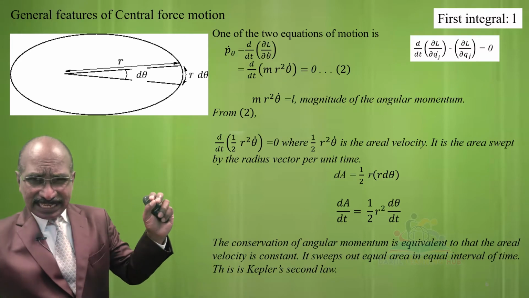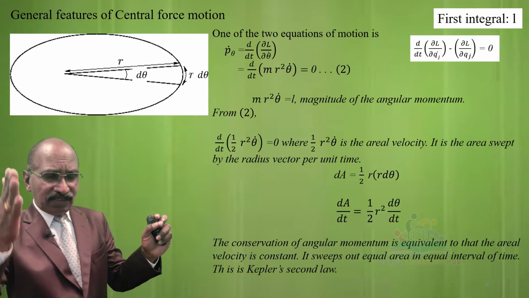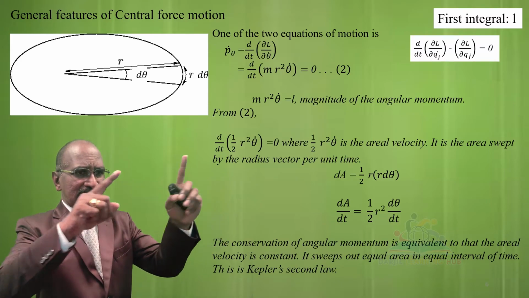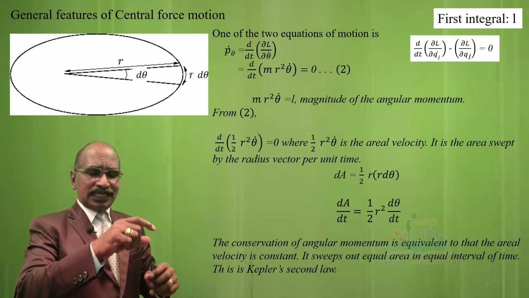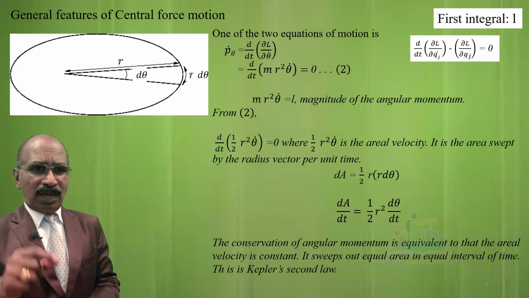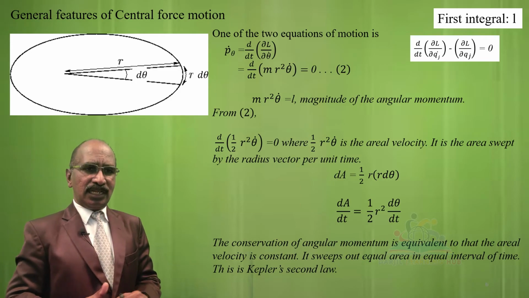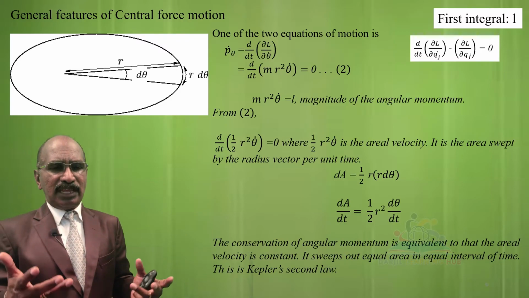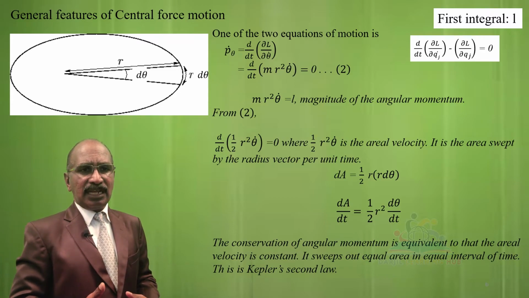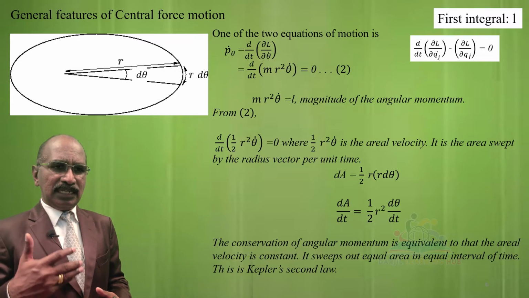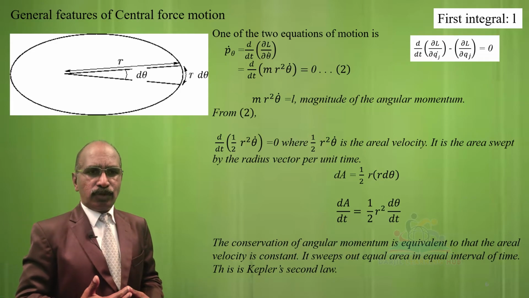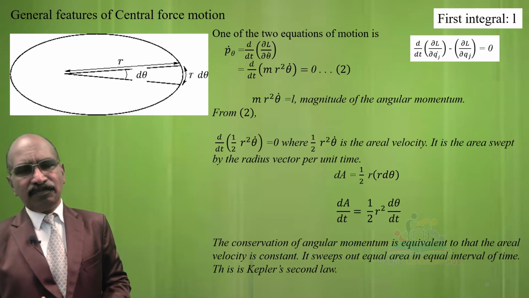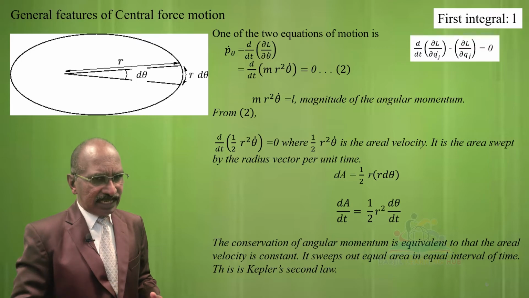Now we have to find out that area. Having r d theta on one side and r on the other side, if you multiply them, you will get the area of the rectangle. But this is half of the rectangle, that's why 1 by 2 r into r d theta. So that is the area. Now differentiate this equation. Therefore, dA by dt will be equal to 1 by 2 r square d theta by dt. This is what we have already found out. Theta dot could be written as d theta by dt.